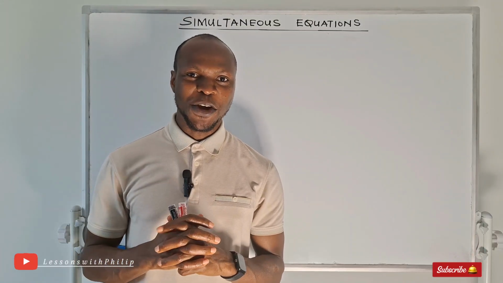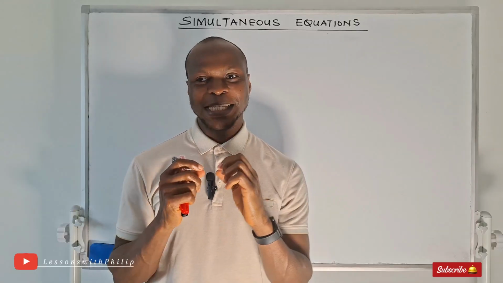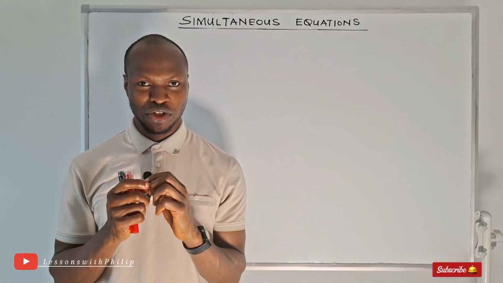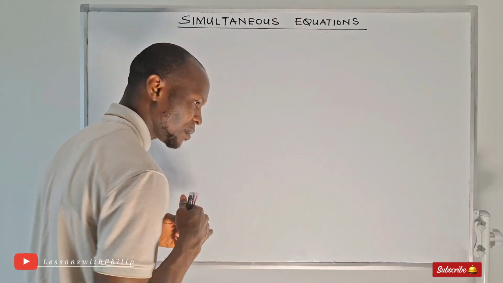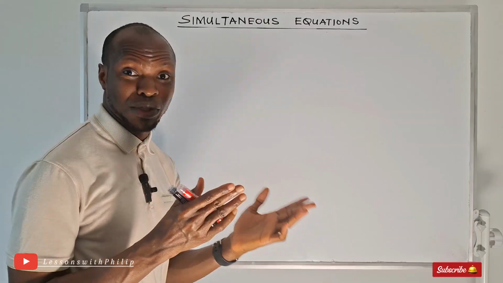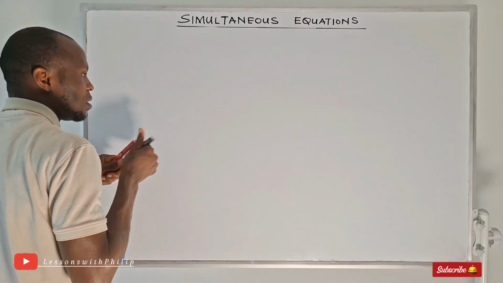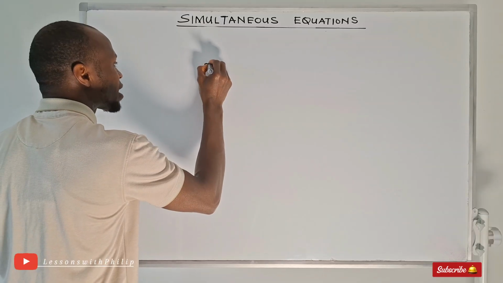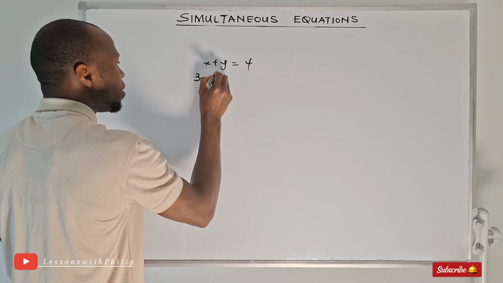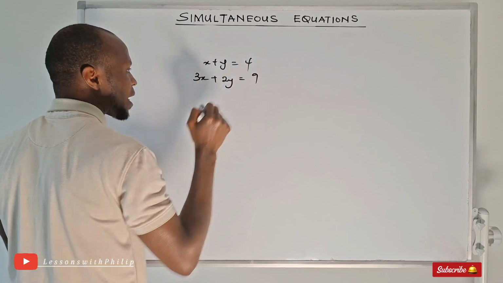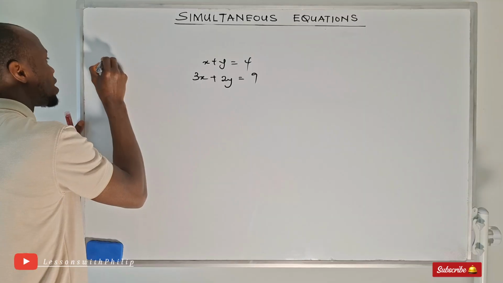And our topic today will be on simultaneous equations. Okay, now simultaneous equations are equations that contain the same variables. Simultaneous equations can be solved simultaneously, at the same time. When we have an equation like x plus y equals 4 and we have 3x plus 2y equals 9, the two equations have the same variables, which are x and y.